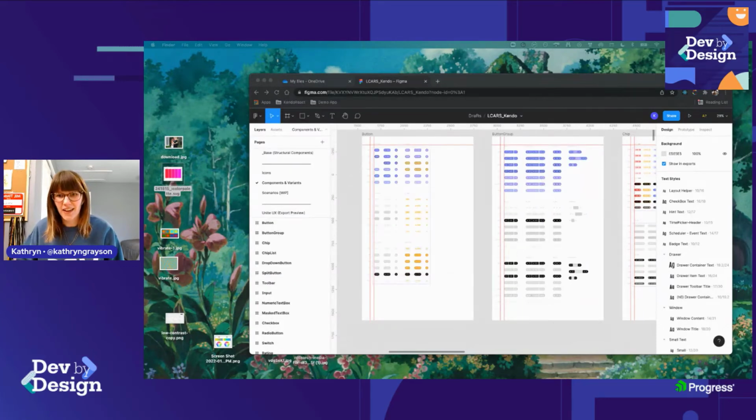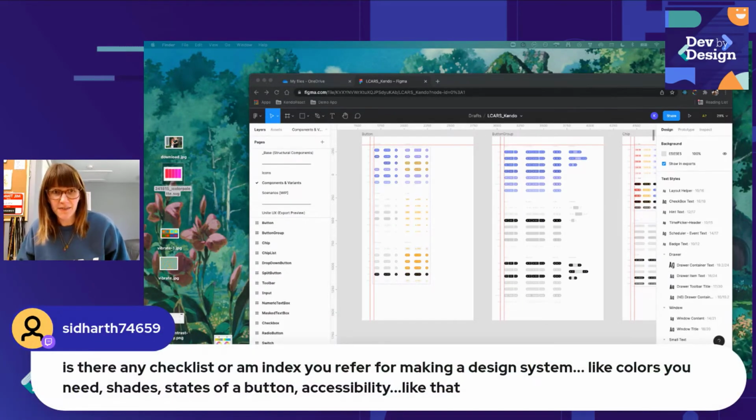So jumping back over, follow up. Yeah. Is there any checklist or index you refer to for making a design system, like colors you need, shades, states of a button, accessibility?